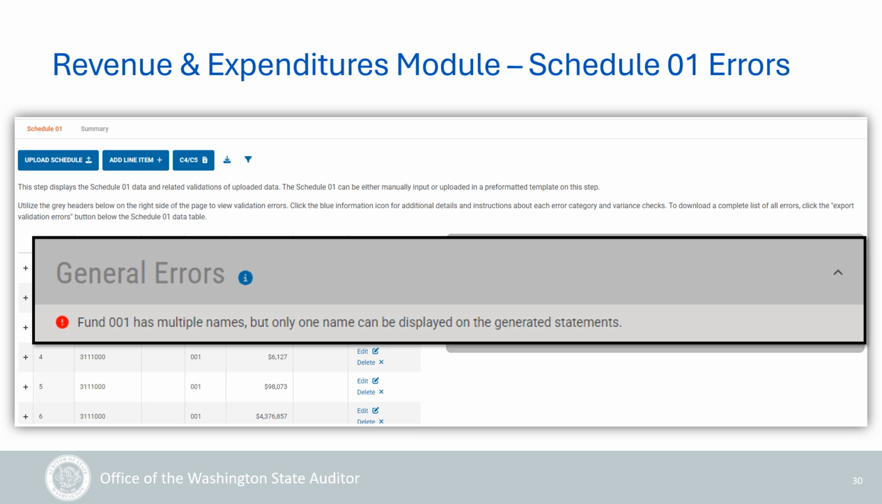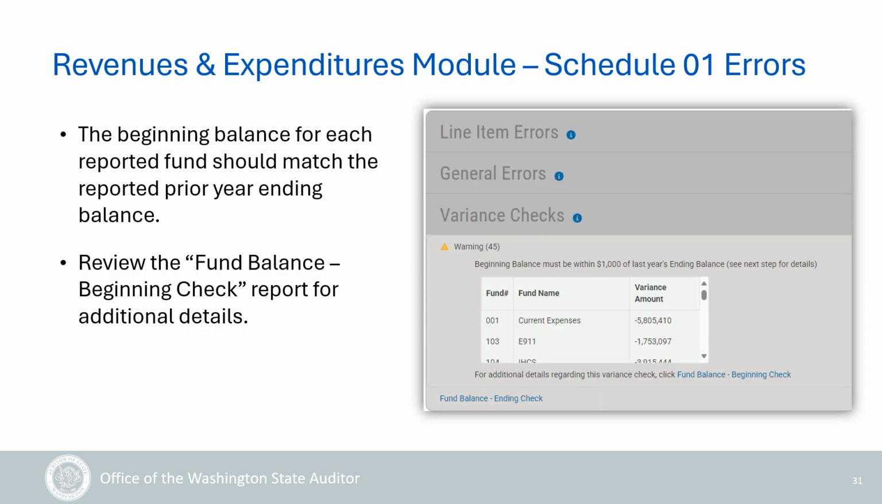Then review each line item within that fund to make sure the fund name is consistently the same for each fund number. The third and last header, Variance Checks, will display reports used to identify variances in the Schedule O1 data. If there are variances greater than $1,000, the fund number and the variance amount will be displayed in a table as shown on your screen. In this example, we are looking at the variance check that compares the current year beginning balances to the prior year ending balances for all reported funds.